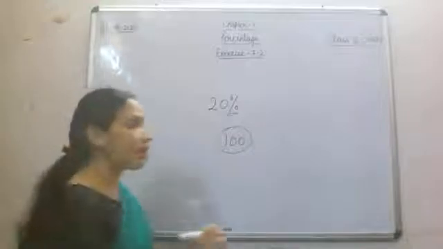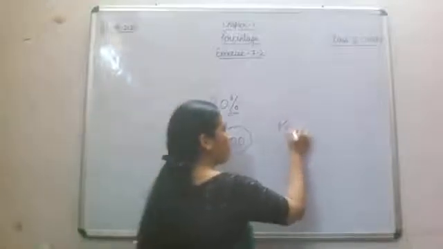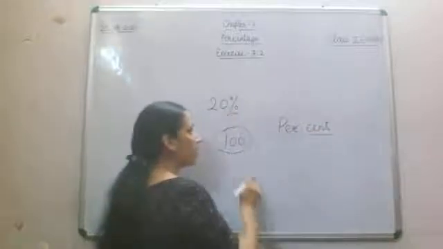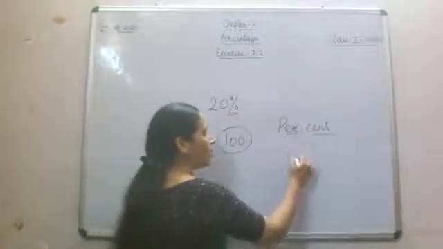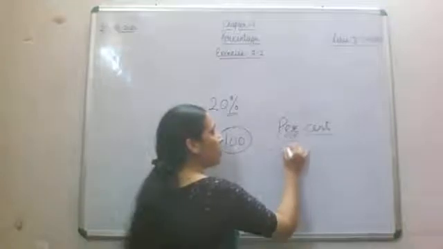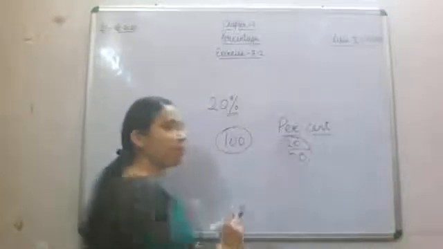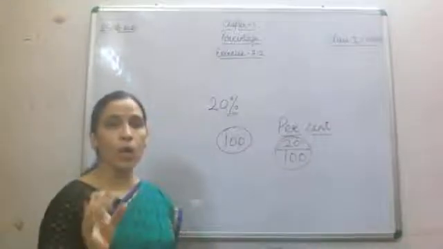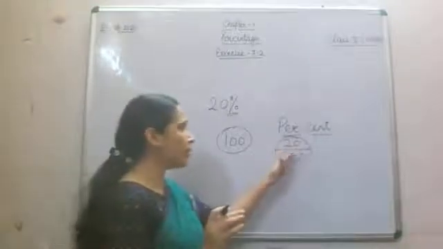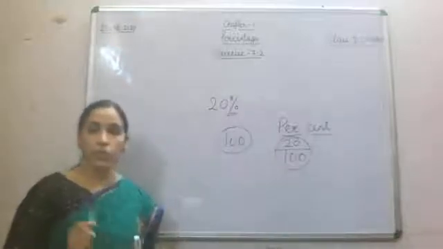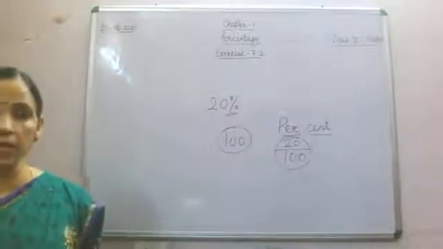Percent means per cent, or you can say that out of 100 you have a discount of 20. Out of 100 there is a discount of 20. Now this 20 by 100 is written as 20%. So that we have seen in our yesterday's class.